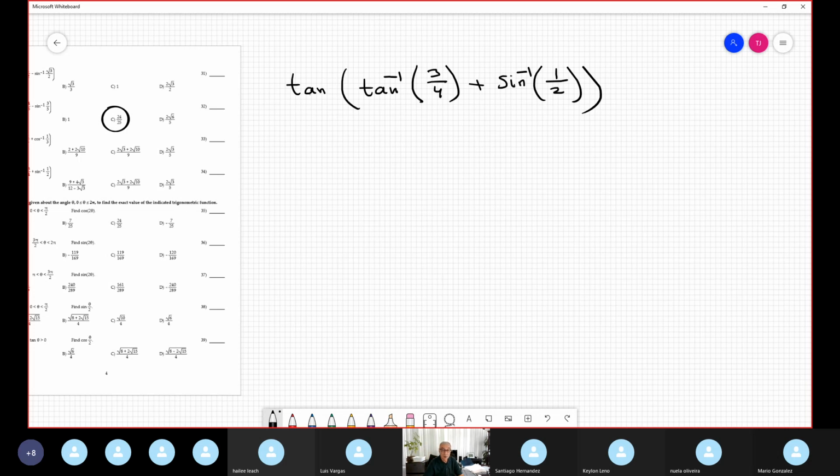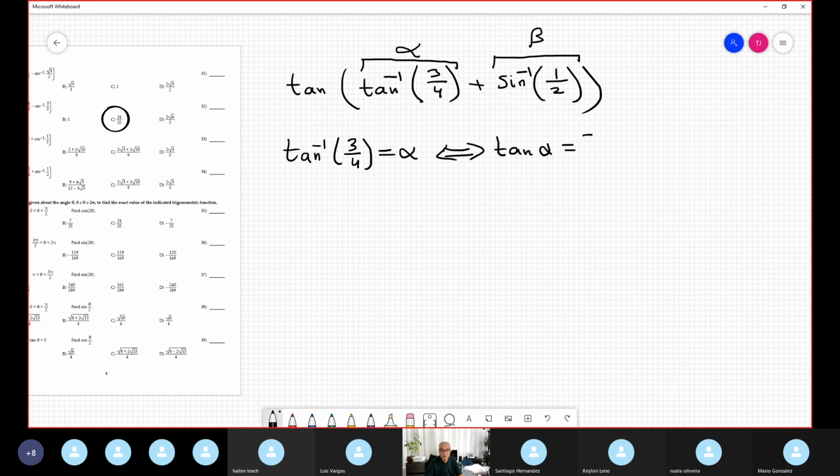Wow. Again, I call alpha, I call beta, tangent inverse of 3/4 is equal to alpha. That is equivalent to saying that tangent alpha is 3/4. Our triangle looks like that. 90 degrees, this is alpha. I always call alpha this corner. And tangent by definition is opposite over adjacent. The hypotenuse 5 is the classical 3, 4, 5.